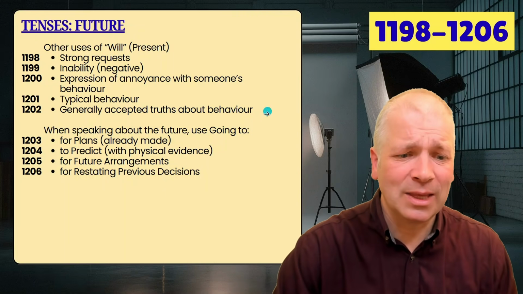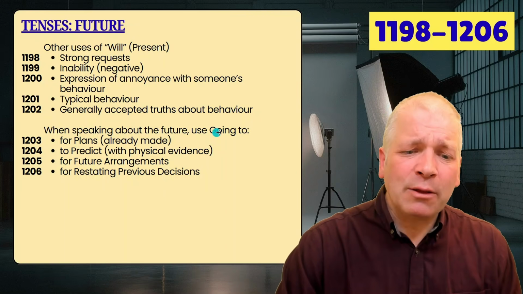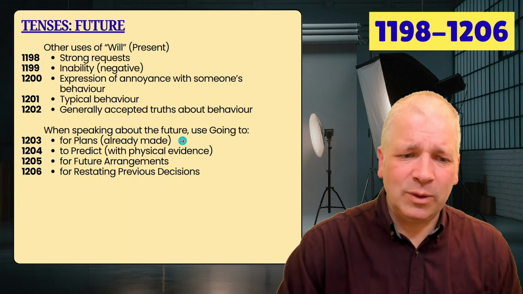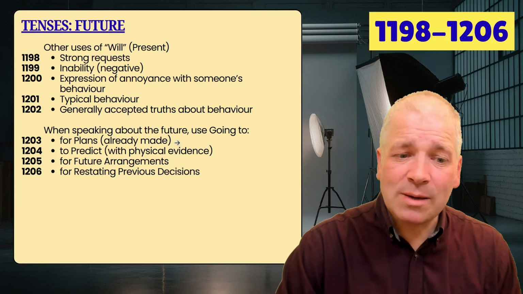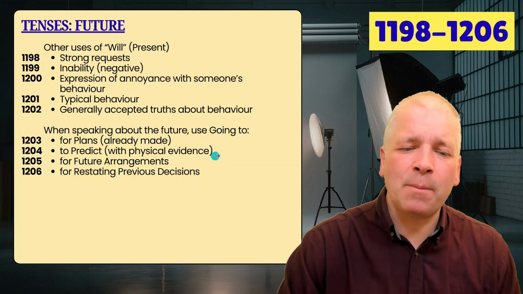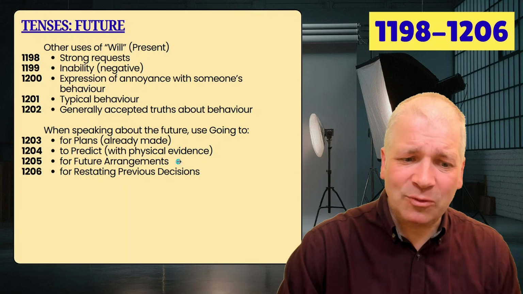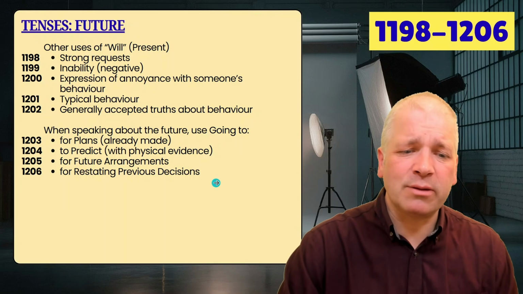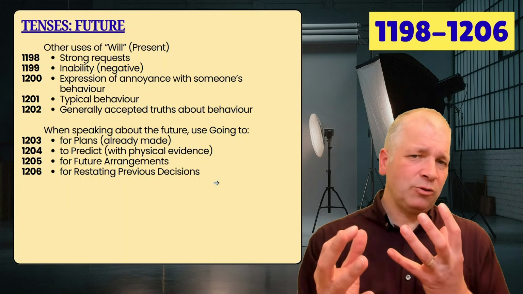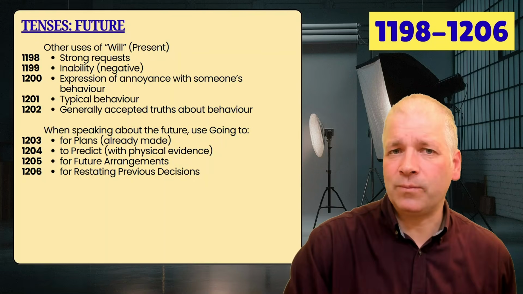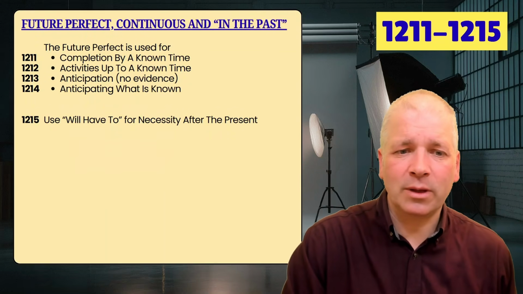Now, when speaking about the future, we can also use going to. We do this for plans already made, when we predict things based upon physical evidence, when we're making future arrangements or restating previous decisions. So that's how we distinguish between will or going to when we're speaking about the future.